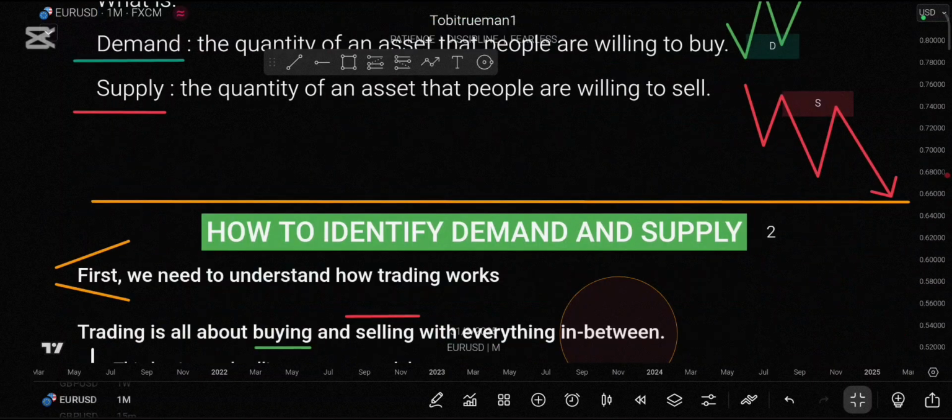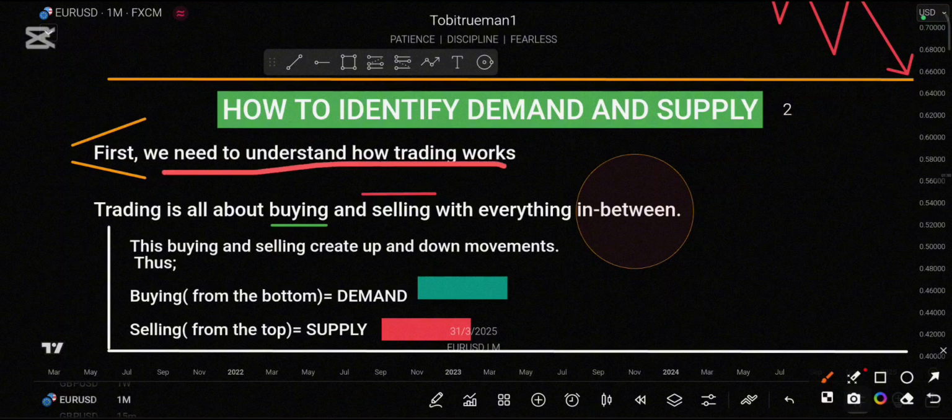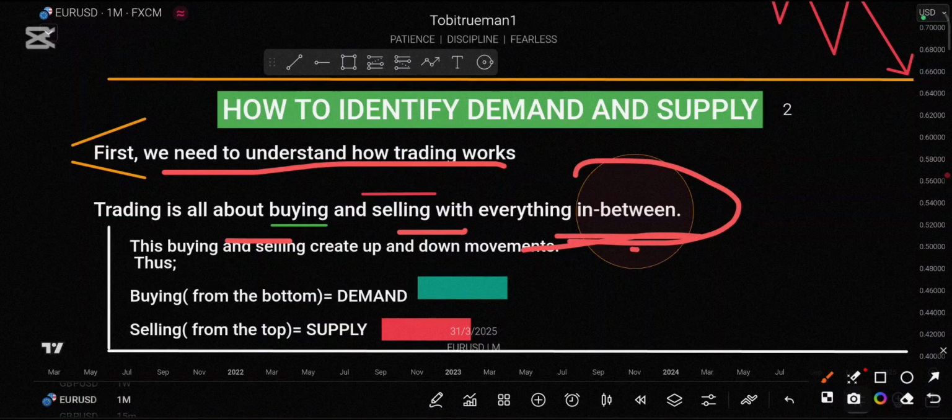Okay, now how to identify demand and supply. First we need to understand how trading works. Trading is all about buying and selling, with everything in between. What I mean by everything in between is how to do the buying and how to do the selling. There are some laws governing it. There are ways you have to do it. The platform you use, those are just the things in between. But the major focus is all about buying and selling.